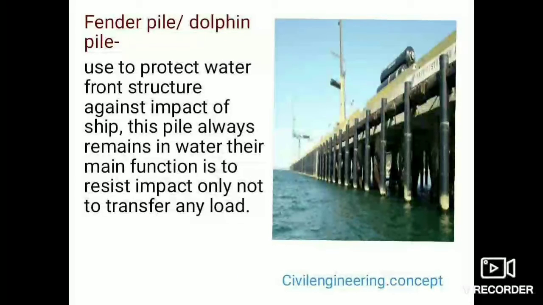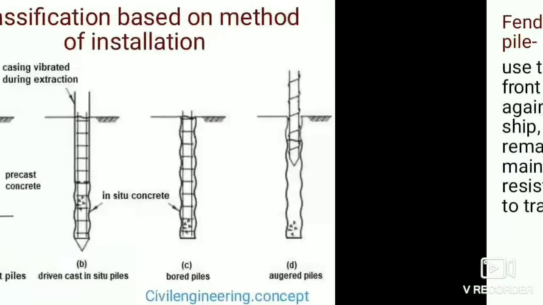Next is the fender pile or dolphin pile. As this diagram indicates, the dolphin pile is used to protect the waterfront structure against the impact of ships. This pile always remains in the water. Their main function is to resist the impact only, not to transfer any load. So you can see that these piles are initially installed to resist the impact from the ships. They are not useful to transfer load to the ground surface or substrata.